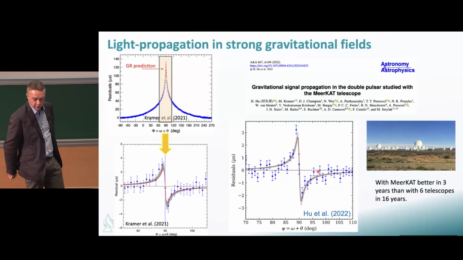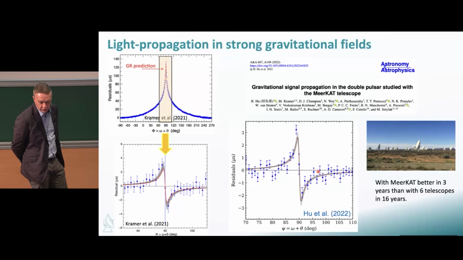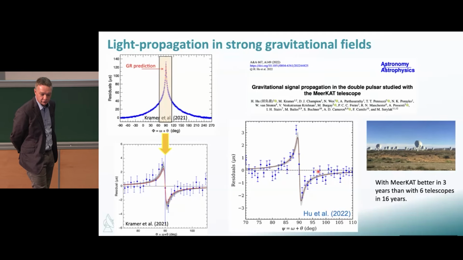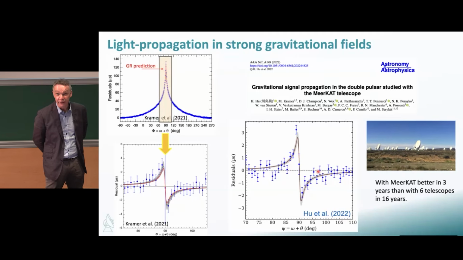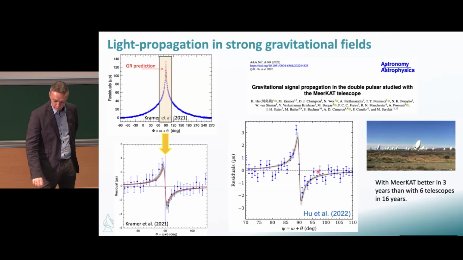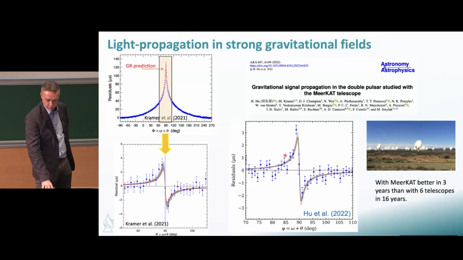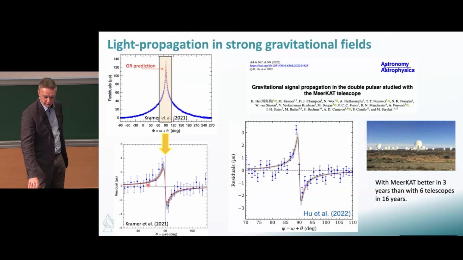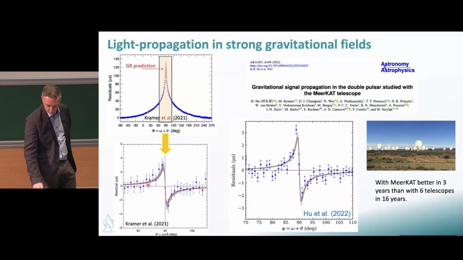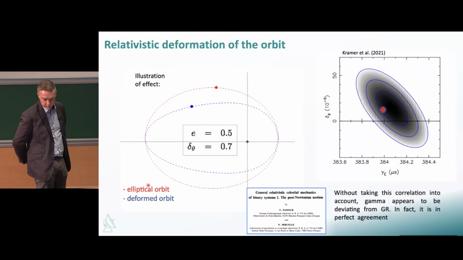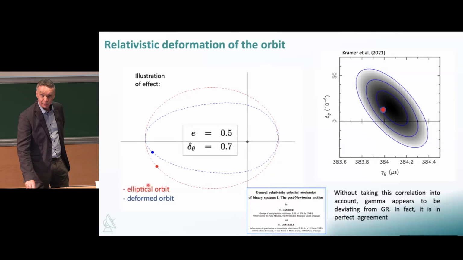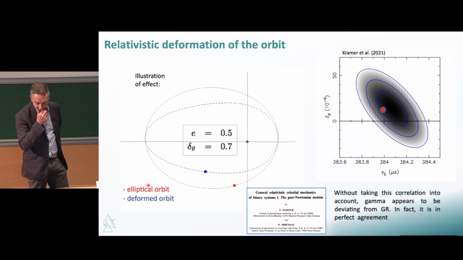A student of mine, Huan-Chen Hu, who is now a postdoc, has used MeerKAT in her thesis to basically do, in 3 years, what took us 16 years and 6 telescopes to do before. So MeerKAT is really a rather sensitive telescope, and this is the plot just based on MeerKAT data, 3 years, compared to 16 years of data with 6 telescopes across the world. And she also confirmed the Shapiro delay and improved the whole light propagation test by a factor of 1.65 in a very short time.